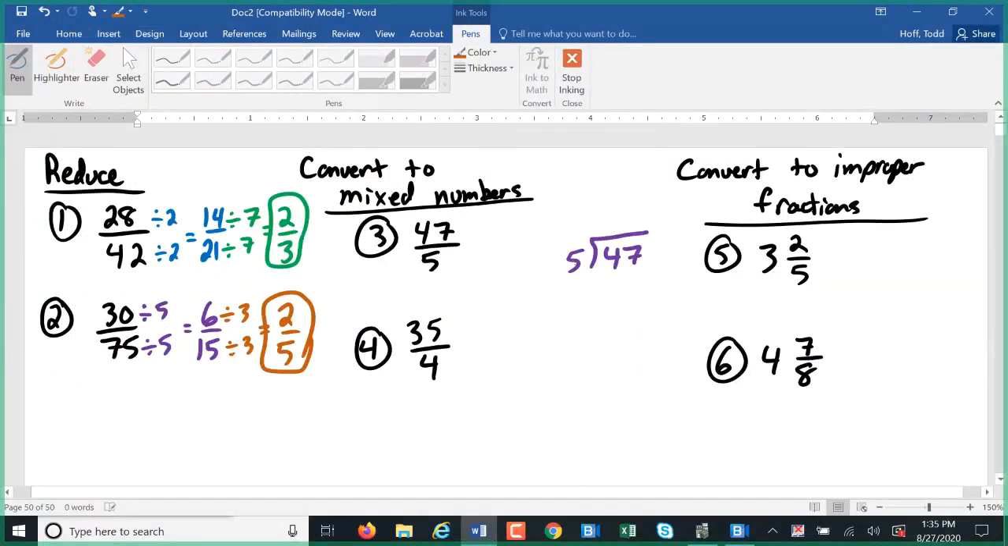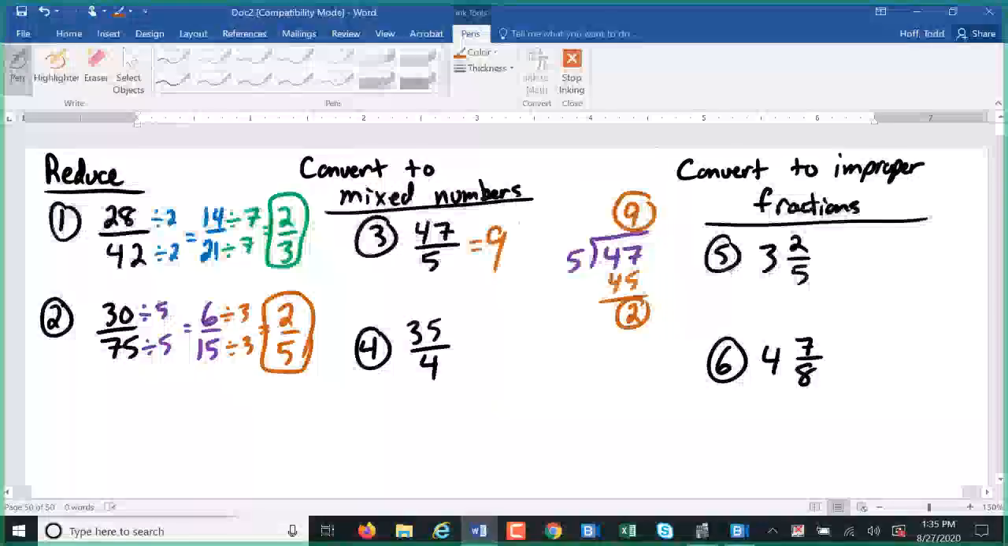So now 5 going into 47. 5 goes into 47 9 times. 9 times 5 is 45, and there's 2 left over. So that's saying that there's 9 whole objects and 2 pieces, so 2/5 left over.